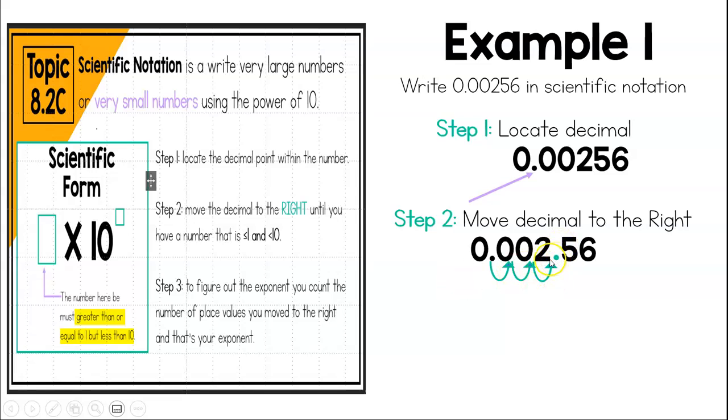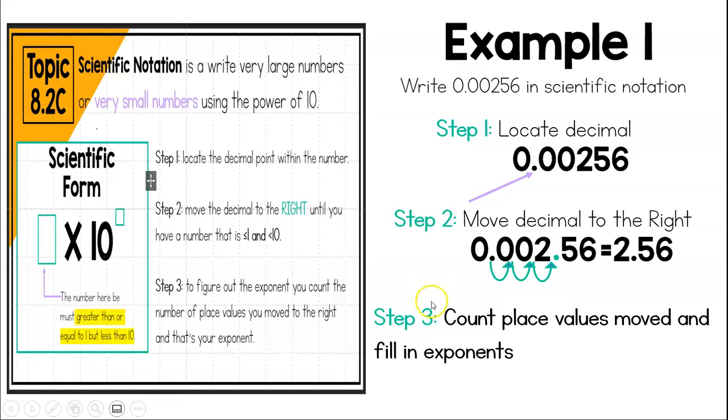That puts our decimal right after the 2, which equals 2 and 56 hundredths. This number is what we want. It's between 1 and 10. Then step 3 is to count the place values moved and fill in our exponent. Here's our number times 10, and we just need to figure out our exponent. We moved 3 spaces to the right, but we started with a very small number, so we know our exponent is going to be negative, and it just happens to be -3.